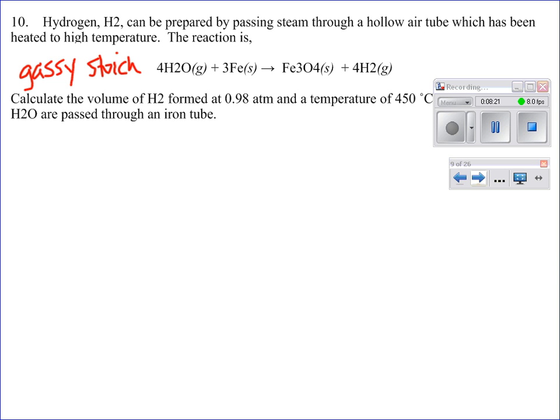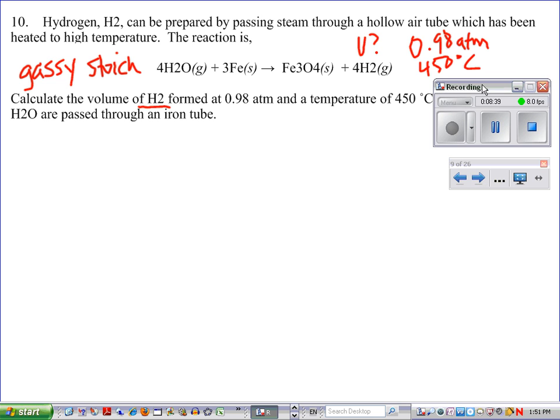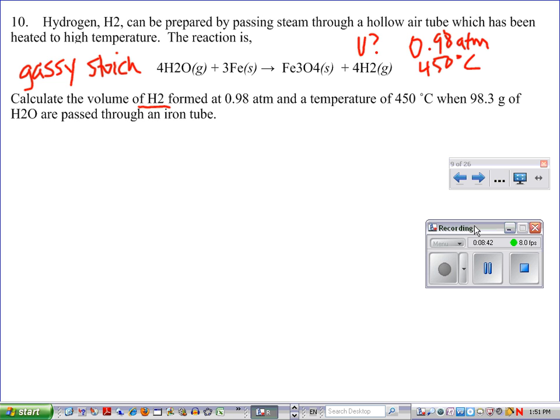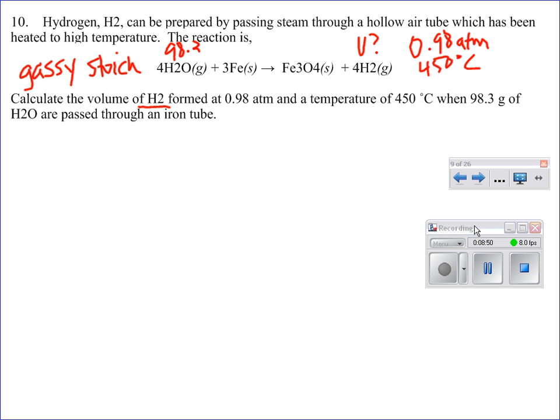We are ultimately looking for the volume of H2. So what volume of H2 is formed at, and these are the current conditions, 0.98 atm and 450 degrees Celsius, when we're starting with 98.3 grams of the water. So, you see why I'm calling this stoichiometry? We're starting here, and we have to mole bridge to there.